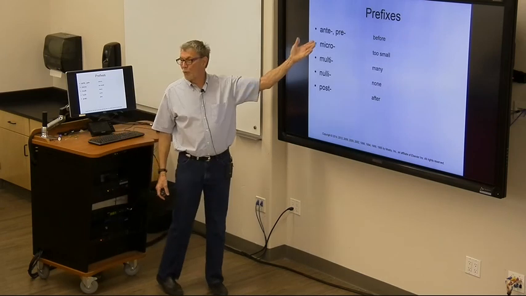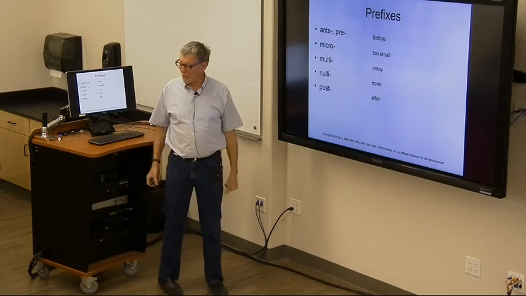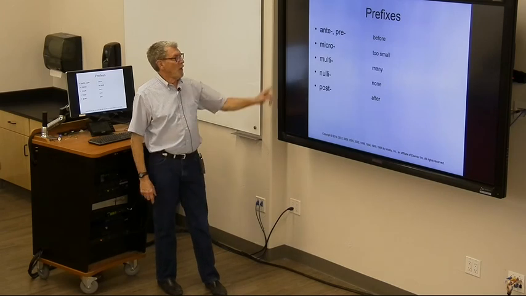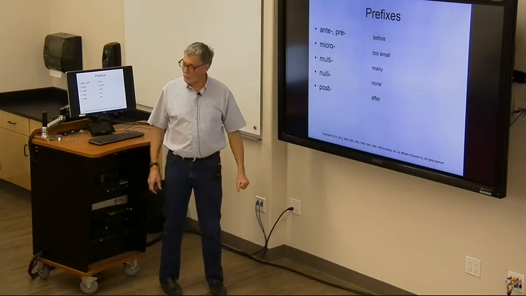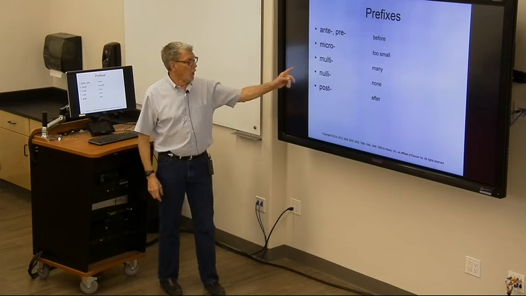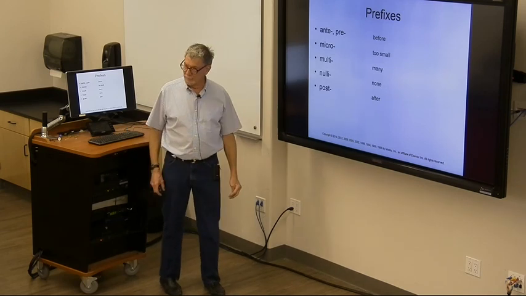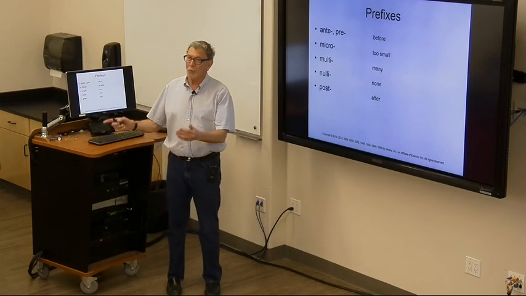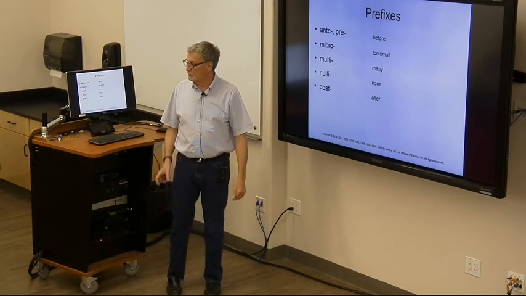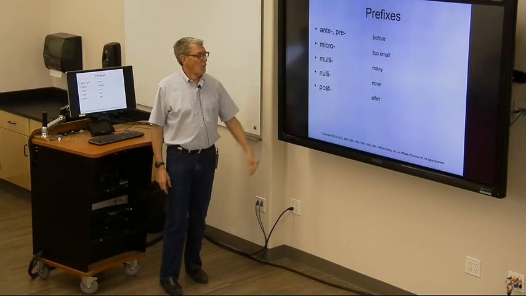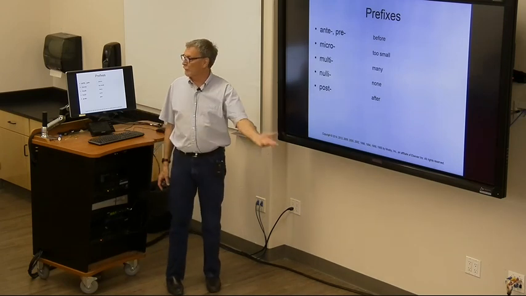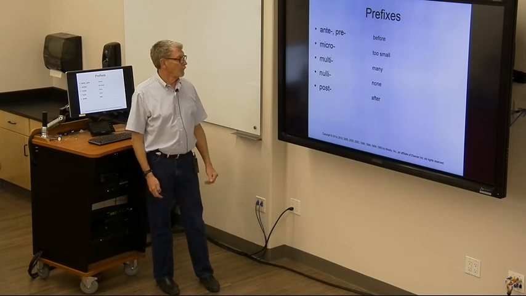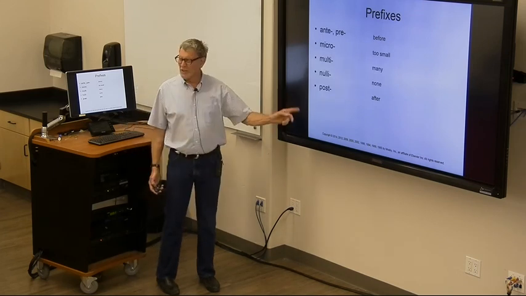Ante means before, and pre means before. Premature, before it's mature. Micro means too small. Multi means many. Nulli means none. Nulligravida is a woman who's never been pregnant before. Multigravida means she's been pregnant several times, or at least more than once. Post, after, like postpartum.